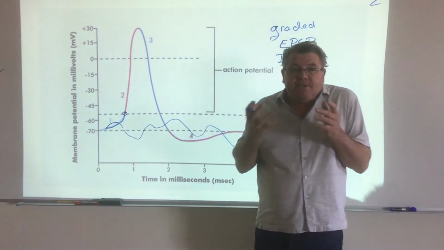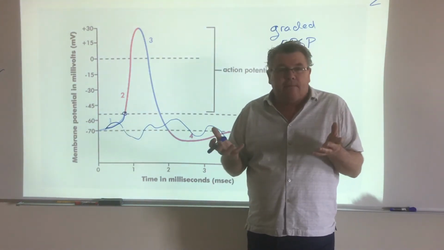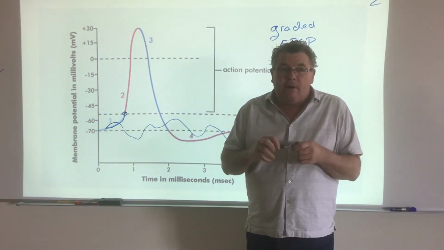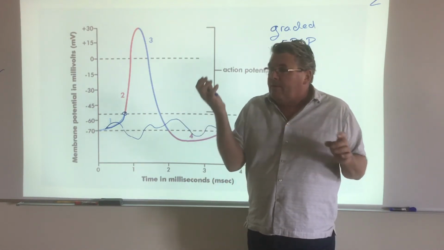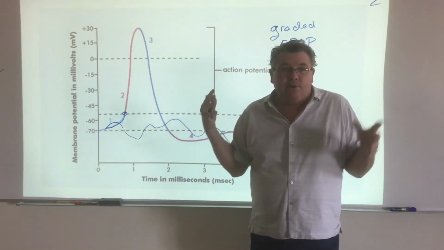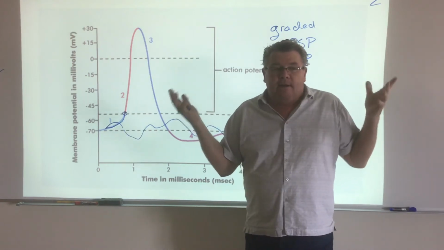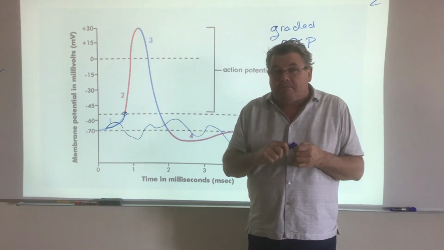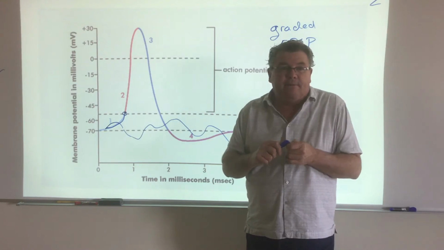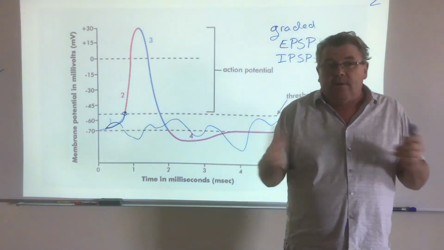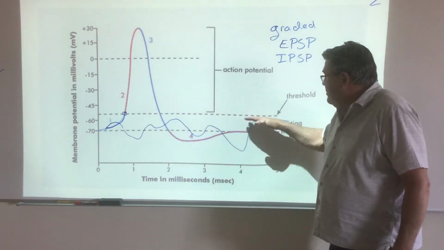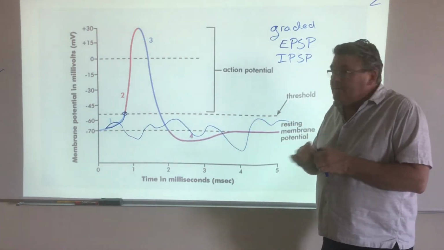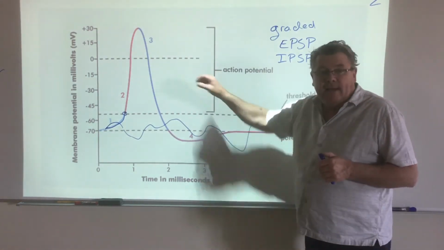So you've got these two things going on all the time. And it's what we call summation. These neurons are summing. They're taking input from excitatory, inhibitory, and then they have to figure out, do I hit -55 or not? If they don't, they just bounce back and forth down here. If they do, they generate an action potential.